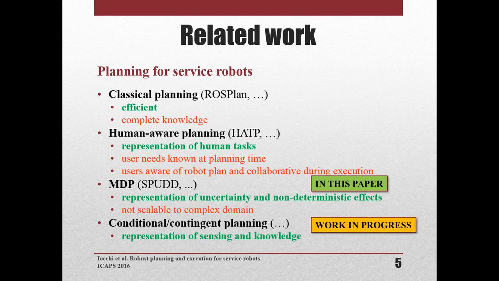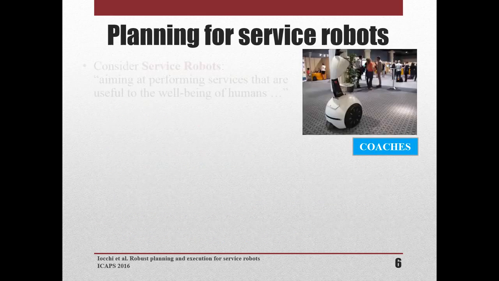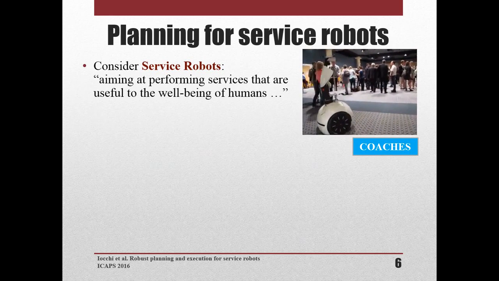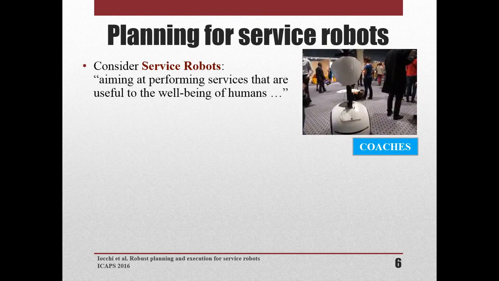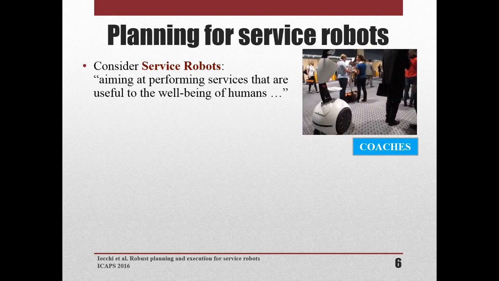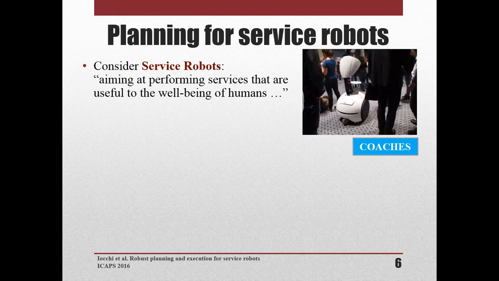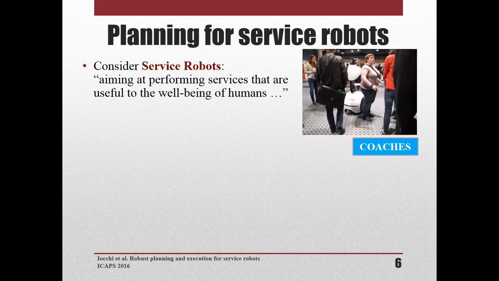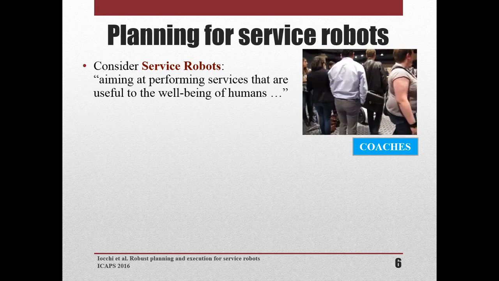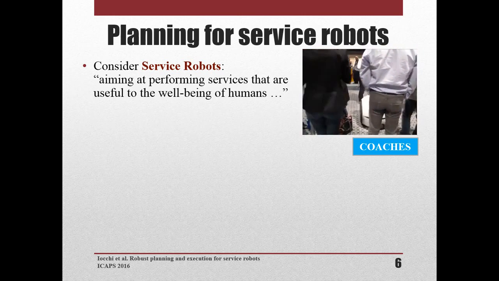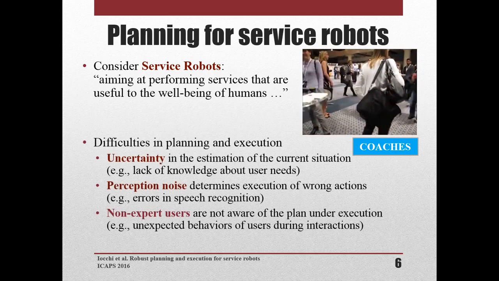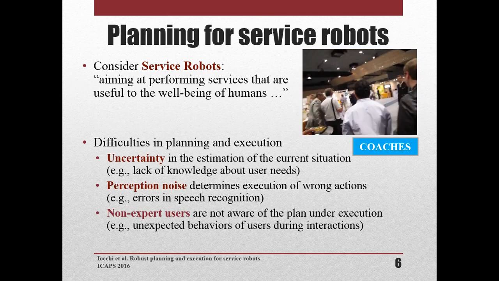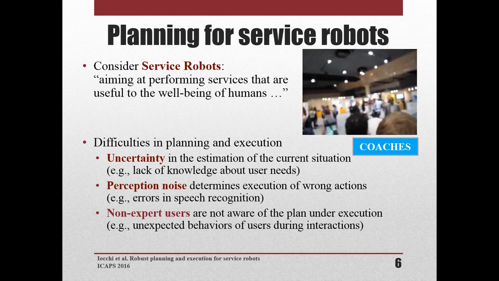In this paper, we will focus on representation based on Markov decision processes, but we are also exploring some other formalisms. First of all, we consider service robots. This talk is about service robots. I'm sure that there are other very nice planners that work in other robotics contexts. But in service robots, the main feature is that the robot is doing services for humans, and this means that the robot has to interact with humans. The robot cannot assume that it has complete knowledge about the environment, and of course humans are much more unpredictable than the environment. So what are the difficulties when you have a robot embedded in a public environment, interacting with users that are not experts?